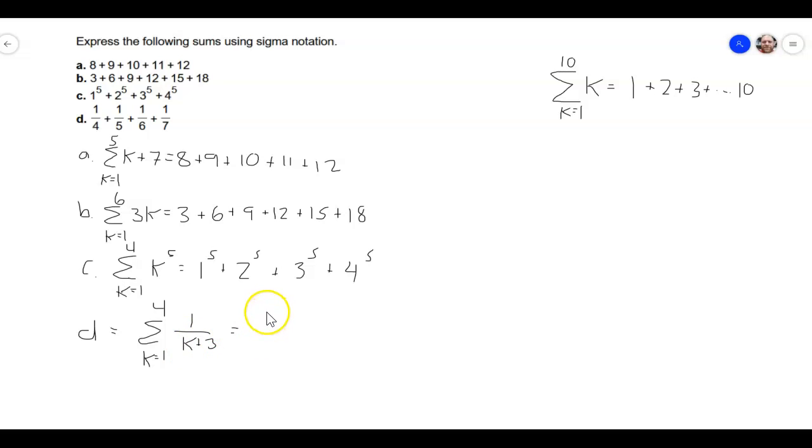So when k is 1, that's a 4 on the bottom. When k is 2, that's a 5 on the bottom. When k is 3, that's a 6 on the bottom. And when k is 4, that is a 7 on the bottom.